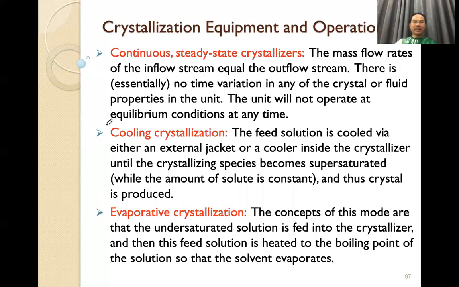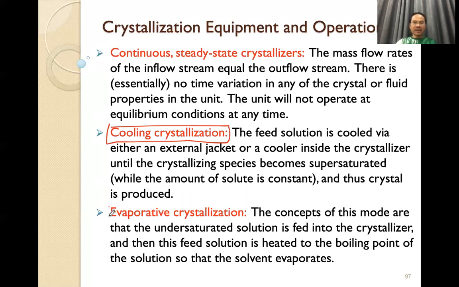And another type of crystallizer we call cooling. We talked about this in detail already. We start from undersaturated, and then you decrease the temperature, which decreases the solubility, to create a supersaturation, and then you can crystallize.